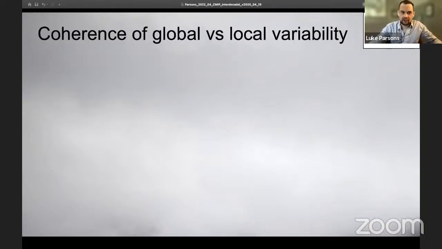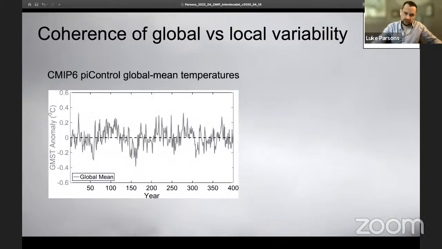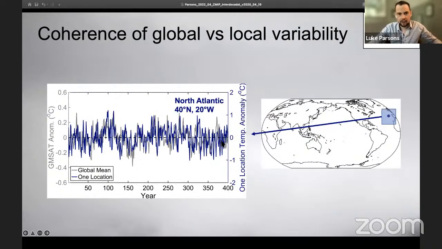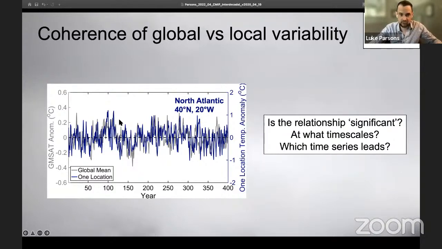To look at this, I'll be looking at the coherence of global versus local variability. And let me illustrate this. So I've grabbed the global mean surface temperature time series from one of the climate models. Same thing I showed you before, 400 years, varying about a long-term mean of 0. And then I could also grab, let's say, one grid point from the North Atlantic and plot it on top of this here in blue, 40 degrees north, 20 degrees west. And you can squint at this and you could say, well, is this relationship significant? At what time scales? Which time series leads?